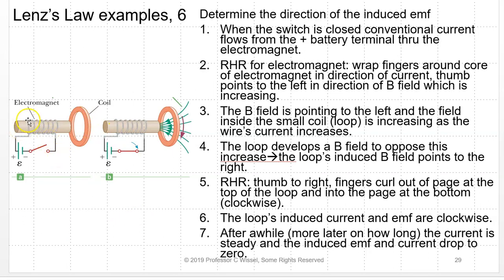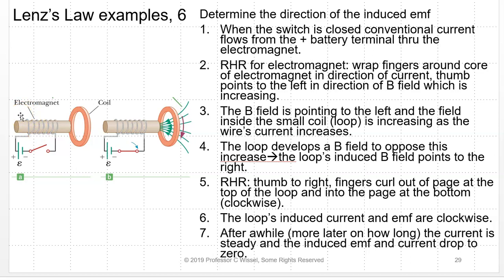We have an electromagnet, and it's connected to a battery and a switch. And when the switch is closed, the conventional current, you only worry about conventional current for these, flows from the positive terminal of the battery around through the windings of the electromagnet. Now, the right-hand rule for the electromagnet, you wrap your fingers around the core of the electromagnet in the direction of the current. The thumb will then point to the left because your fingers are going over this electromagnet on top here. So your thumb is pointing toward the left.